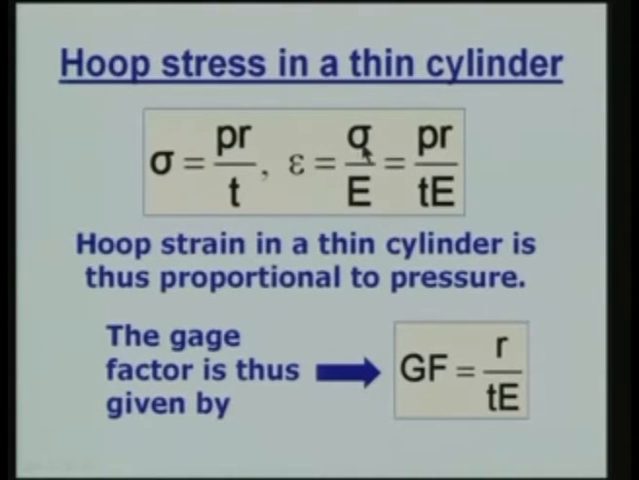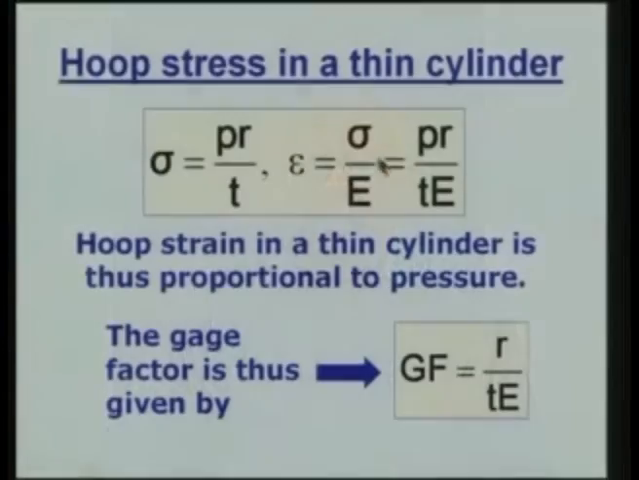and substituting for sigma the expression PR by T, I will get PR by T into E, and if I know the radius, the thickness, and the Young's modulus, there is a direct relationship between the strain and the pressure. And we will see later that the strain is related to the resistance of the strain gauge, and therefore, I will be measuring the strain, and from that I will be working backwards to find out what is the corresponding pressure which gave rise to it.